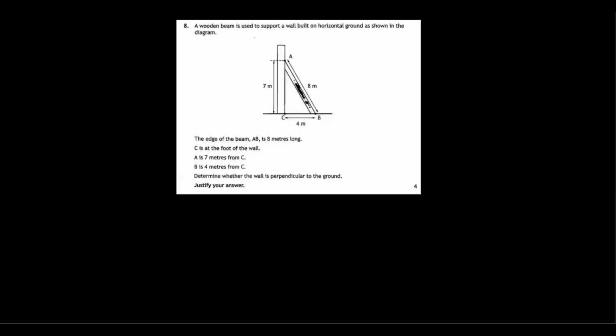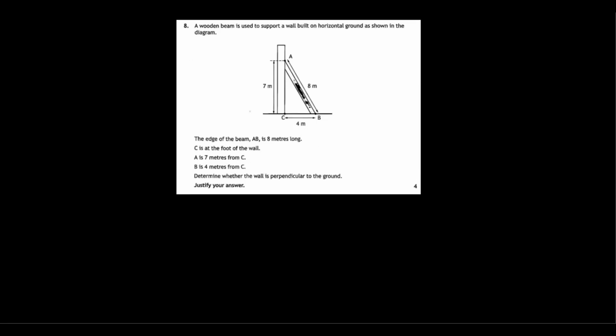A wooden beam is used to support a wall built on horizontal ground, as shown in the diagram. The edge of the beam AB is 8 meters long. And then we're told that C is the foot of the beam. And then A is 7 meters from C, B is 4 meters from C. Determine whether the wall is perpendicular to the ground.